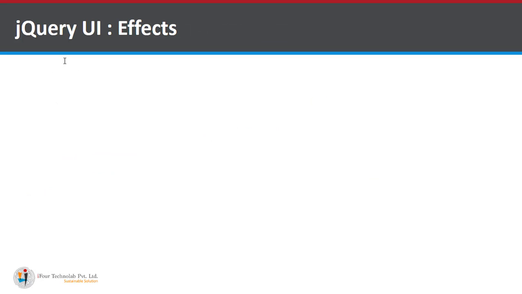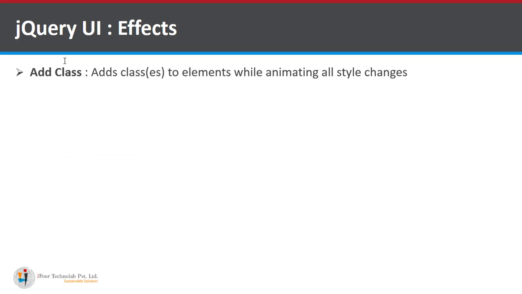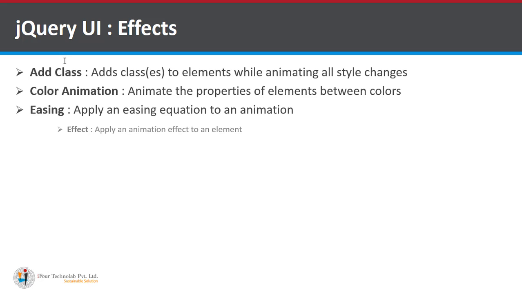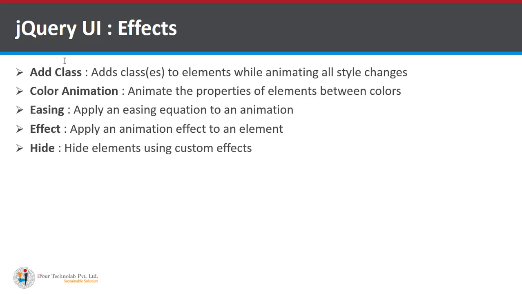Next, move to jQuery UI effects. There are some of the jQuery UI effects. For example, addClass adds a class or classes to elements while animating all style changes. Color animation animates the properties of an element between colors. Easing applies an easing equation to an animation. Effect applies an animation effect to an element.